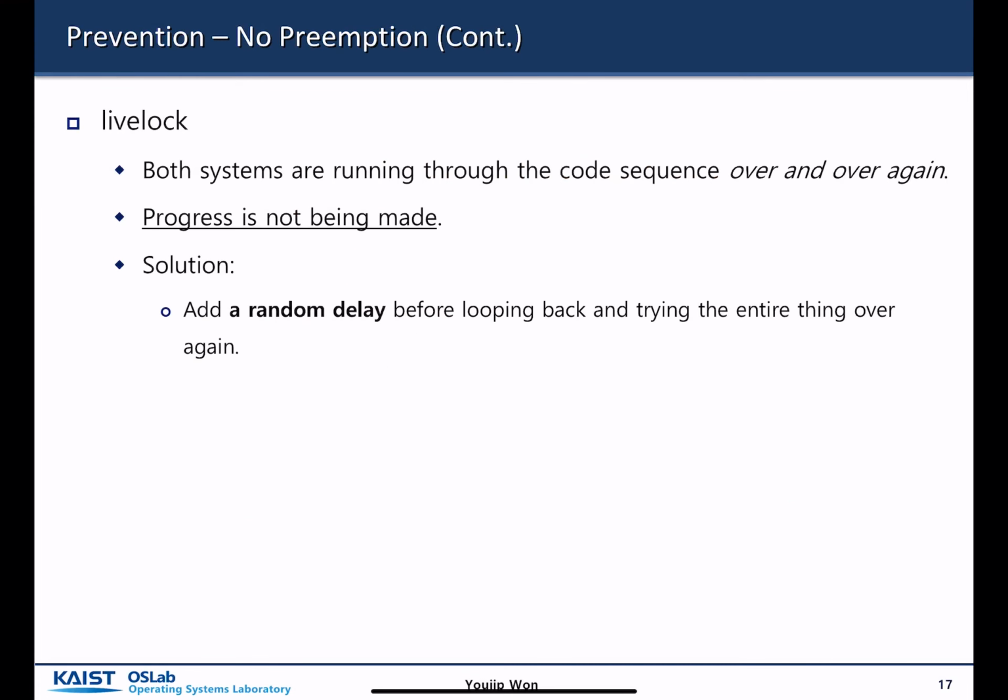But this approach of using try-lock is not free. It causes another problem called livelock. In a try-lock situation, the thread may be trying the try-lock over and over and over again. So both threads are running through the code sequence over and over again. In that case, even though there is no deadlock, it is possible that progress is not being made.